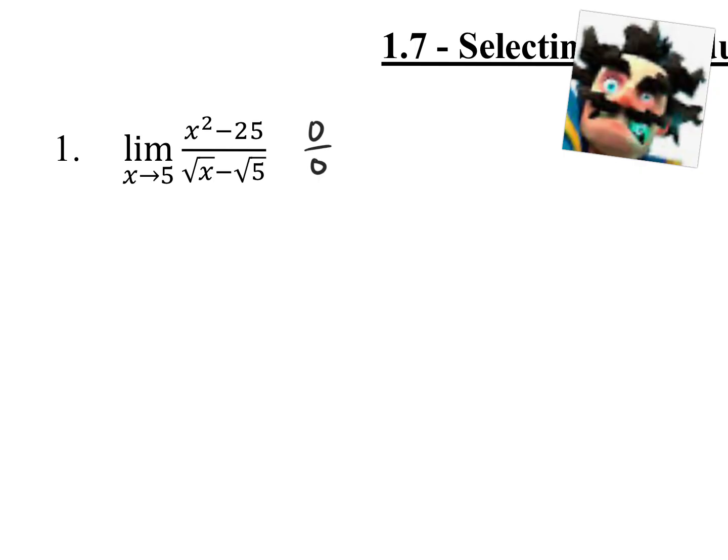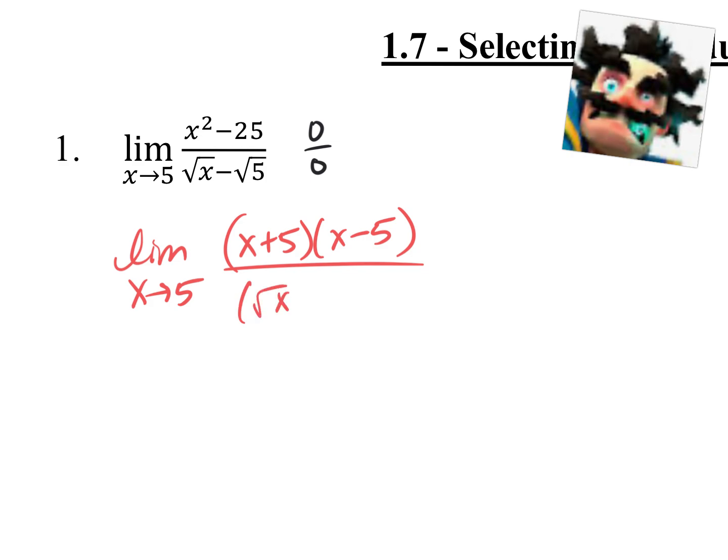So here's what we've got to do. Could we factor the top? We could, she says, yeah. We could factor the top. Let's do it. Limit as x approaches 5. What's the top factor into? x plus 5, x minus 5. But does anything cancel? Gross, right? If I plug in a 5, I'm still going to get 0 over 0.